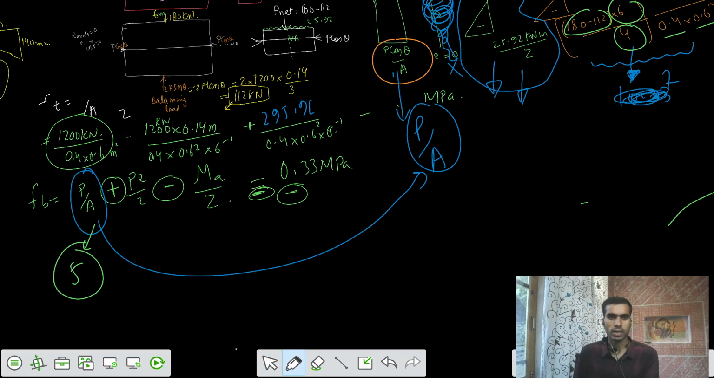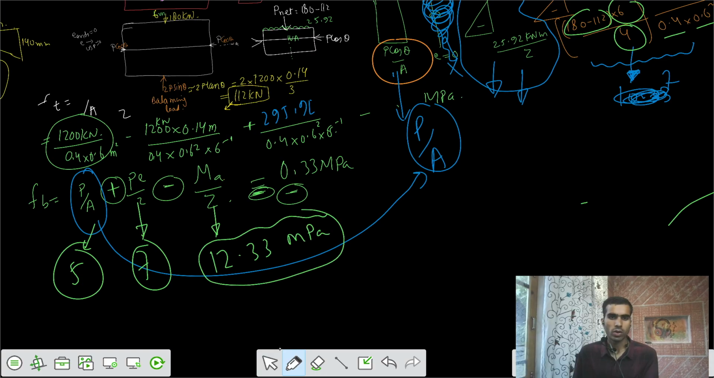Okay. And the second one is PE by Z, let's solve PE by Z. PE by Z is 1200 into 1.14 divided by 0.4 into 0.6 square into 6 inverse. So that's 7 megapascal. And we had to calculate the moment MA by Z. Let's calculate MA by Z. Total moment was 295.92 divided by section modulus 0.4, 0.6 square into 6 inverse. That's 12.33 megapascals.